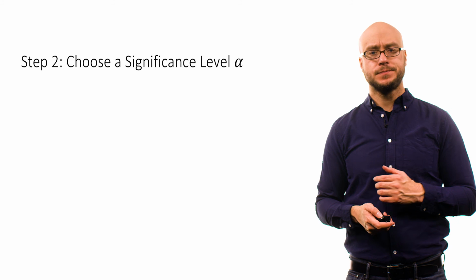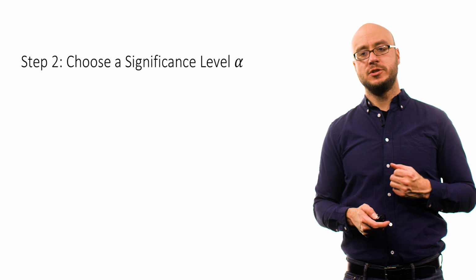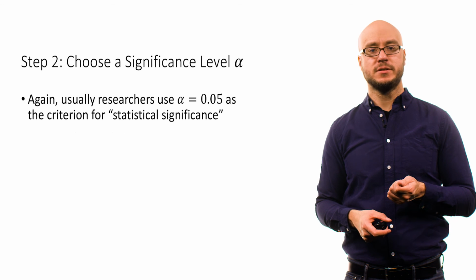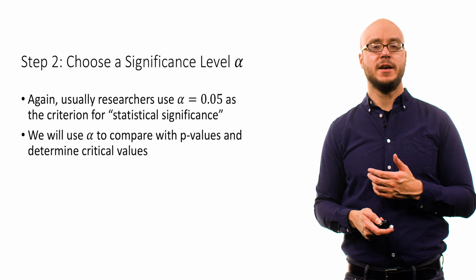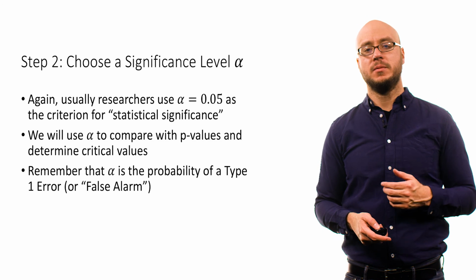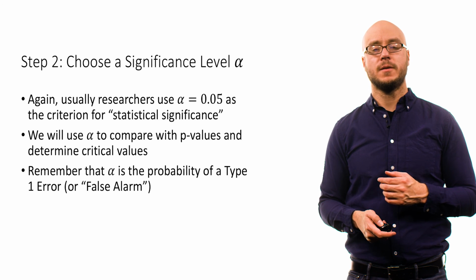For step 2, we choose a significance level alpha. Again, we will use 0.05 by convention. Again, alpha is used for p-values, critical values, and so forth. And that alpha is the probability of a type 1 error or false alarm. And those are the first 2 steps. In a moment, we will examine steps 3, 4, and 5.